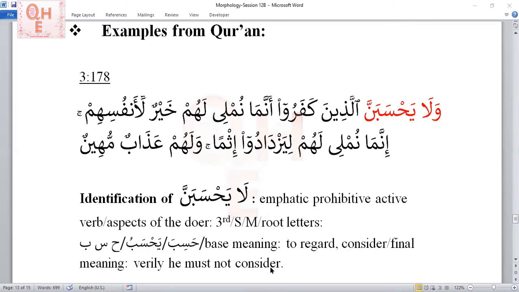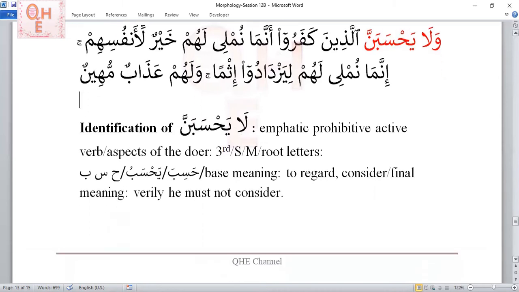So what will be the final meaning? Definitely we have to bring the word verily or surely, right? And la gives must not. So how would we translate this word? Verily he must not consider. Okay, let's look into one more example, inshallah.